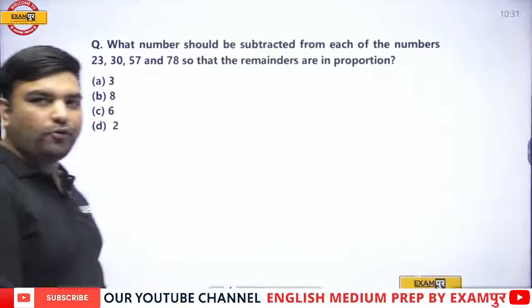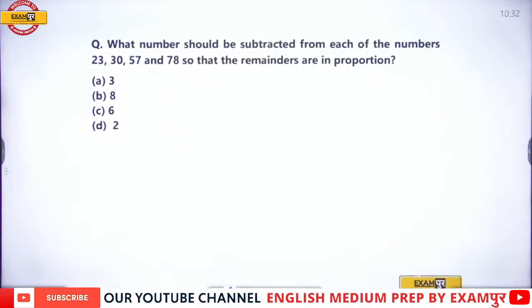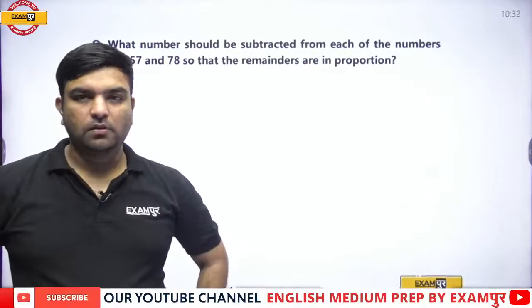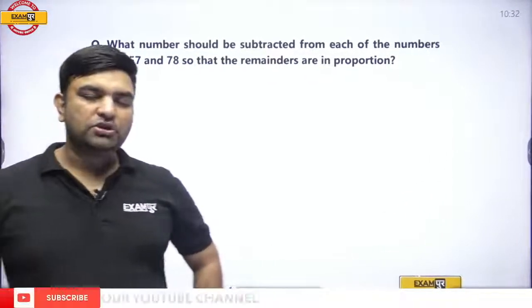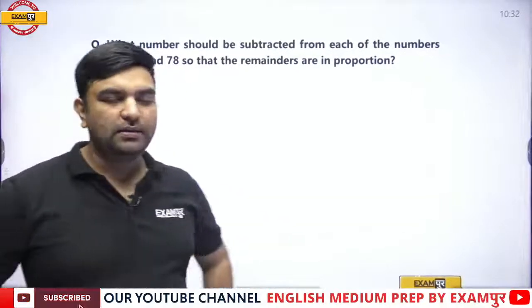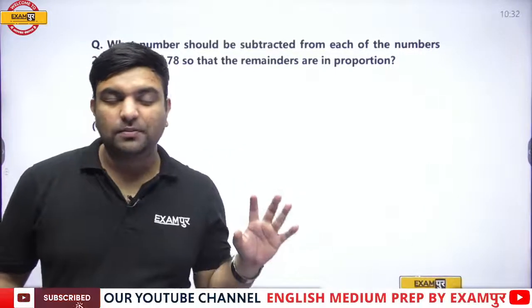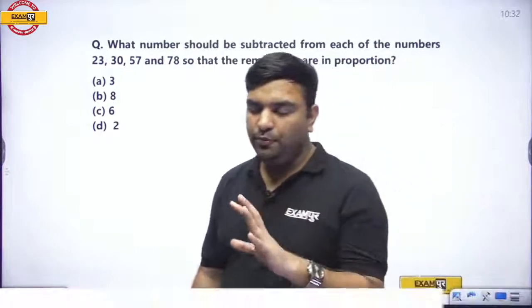Let's try it once more. What number should be subtracted from each of the numbers so that the remainders are in the proportion? What you need to subtract from these numbers so that the remaining numbers would remain in proportion?